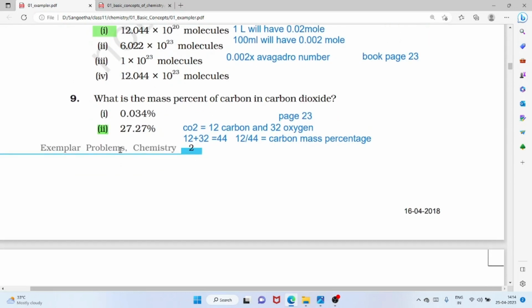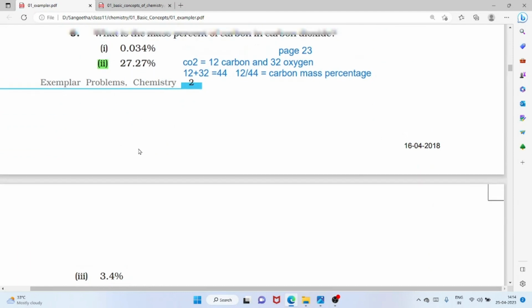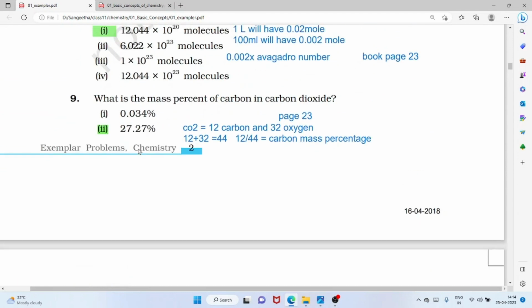What is the mass percentage of carbon in carbon dioxide? Okay, carbon dioxide is CO2. The atomic mass of carbon is 12 and O2 is 32. The total is 44 gram, which is the molar mass, and carbon divided by 44 will give the carbon mass percentage. They are asking the mass percentage of carbon. Okay, so carbon is 12 divided by 44.